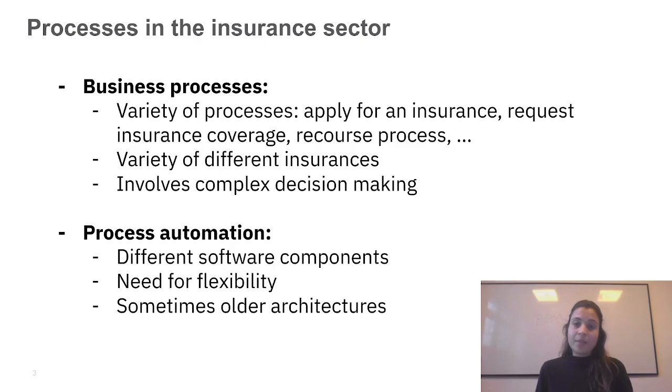On the other side, we have the process automation side in insurance companies, and here we often have different software components that already support our business process. We often have the need for flexibility due to regulations, but also maybe we need to adjust the process due to business needs. And if we look into the sector of insurances, that is a relatively old business model, so the idea to sell insurances is not brand new. That means often in established companies we also find older IT architectures, or at least we have to deal with older components and maybe we want to modernize them.